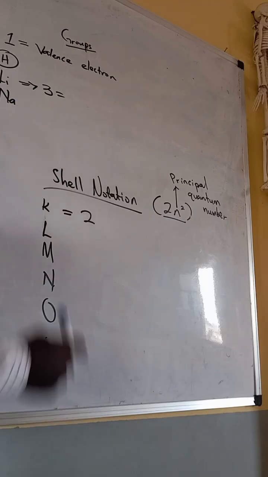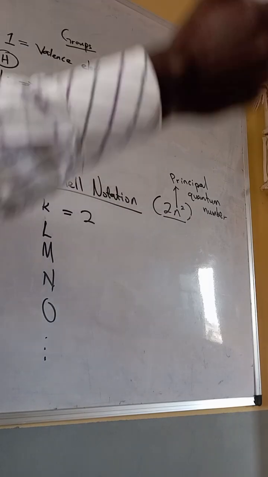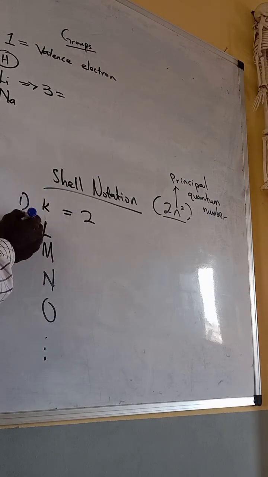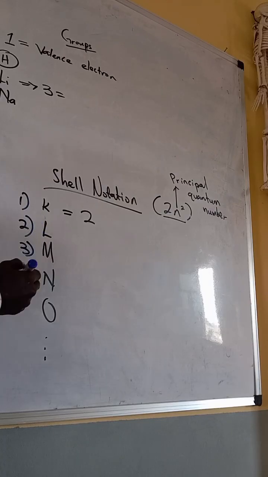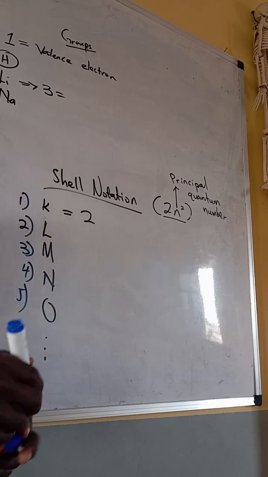Now, for each shell, the principal quantum number is different. For the K shell, it is 1. For the L shell, it is 2. For the M shell, it is 3. This is 4, this is 5, and so on and so forth like that.